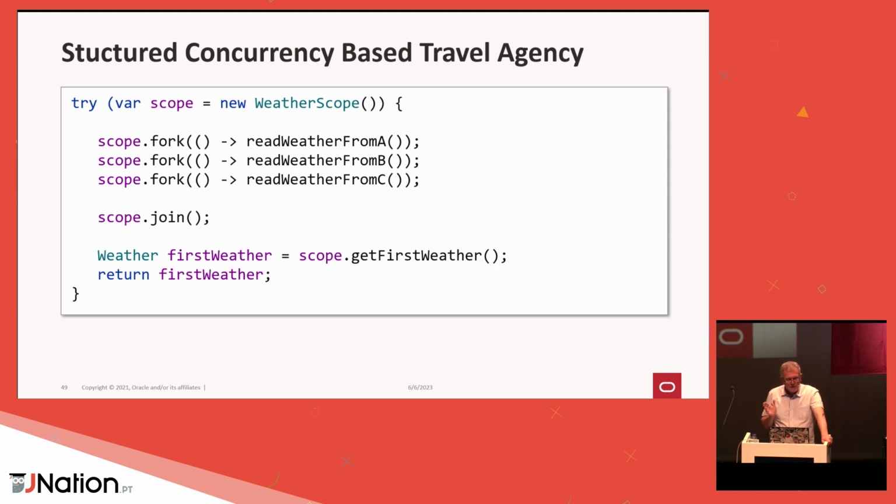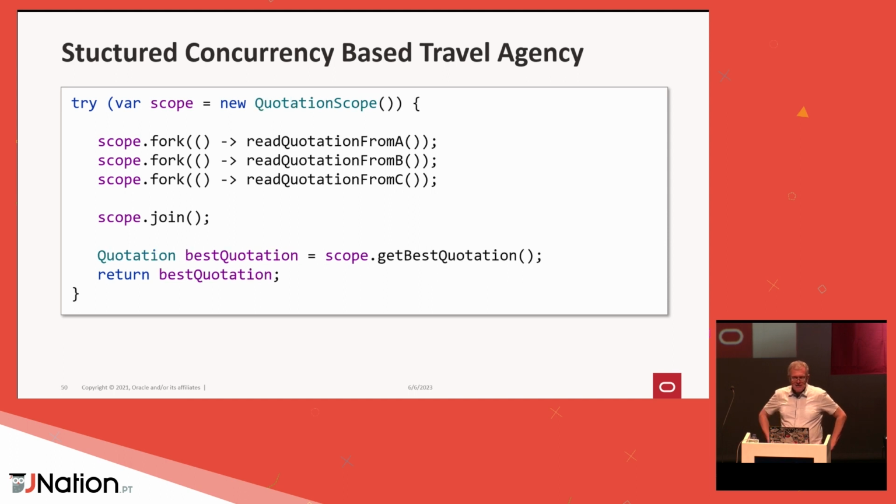When join is done, then you're sure that all the tasks that you launched either have produced a result or thrown an exception. So you can just call get first weather on this weather scope to get the first weather that has answered. And for the quotation, it's exactly the same. You submit your HTTP requests to your quotation REST servers. You get the best quotation, and that's it.